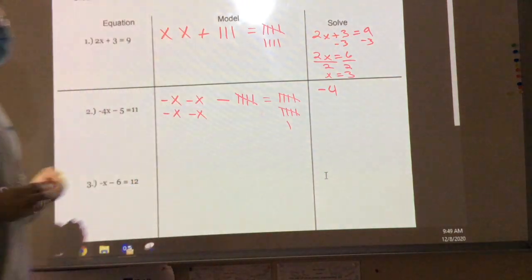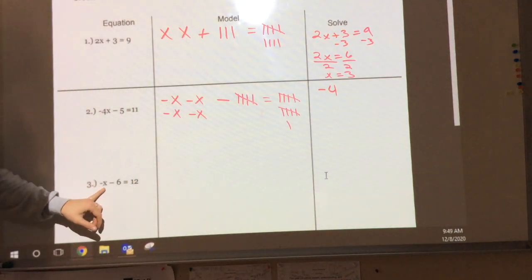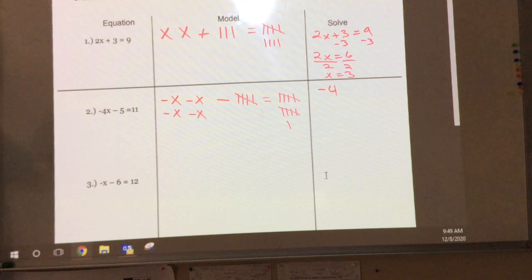All right, here's what I want you to try next. Can you try to draw this model setup for me? It's negative x minus 6 equals 12. Negative x minus 6 equals 12. Equals 12? Yes, sir. Negative x minus 6 equals 12.